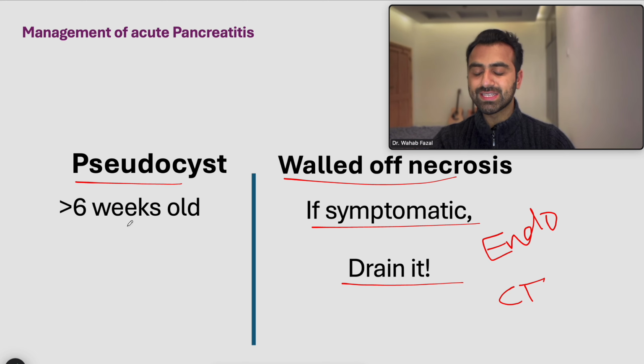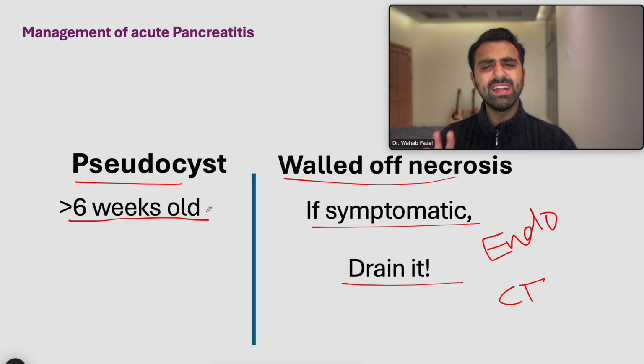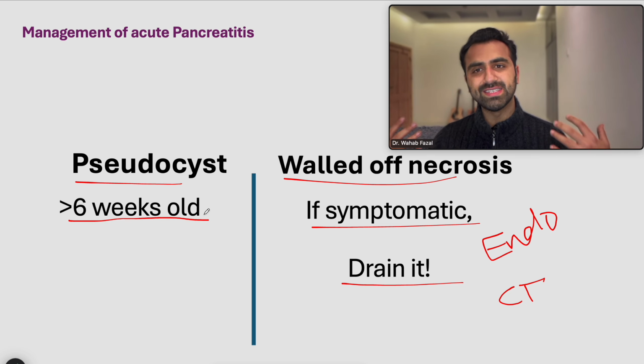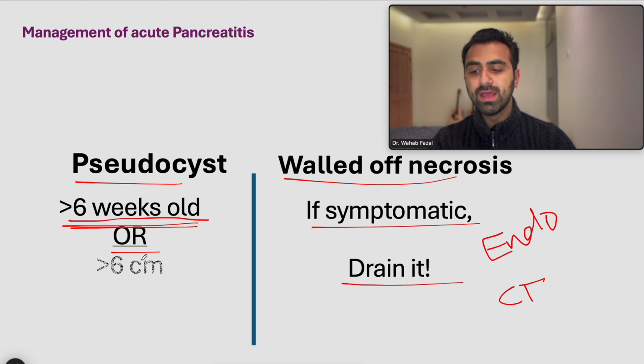For a pseudocyst, when do you drain it? If it's greater than 6 weeks old, you consider draining it. Basically, if this patient is symptomatic, then this is a decision between the doctor and the patient if they want to consider draining it. If this cyst is getting greater than 6 weeks old, you want to start considering draining it. Or if it's greater than 6 centimeters, what's the risk?